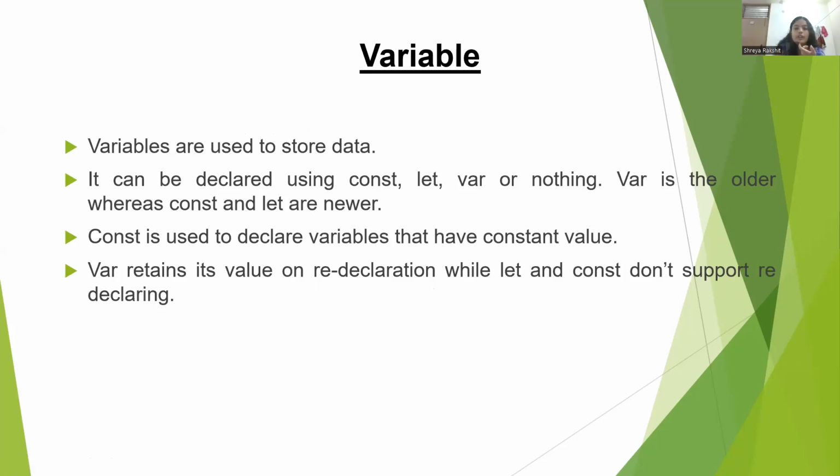Now let's move forward to variables. Variables are basically used to store data. They can be declared using const, let, or var. Var is the older version, whereas const and let are newer. Const is used to declare variables that have a constant value. We cannot change its value after its declaration.